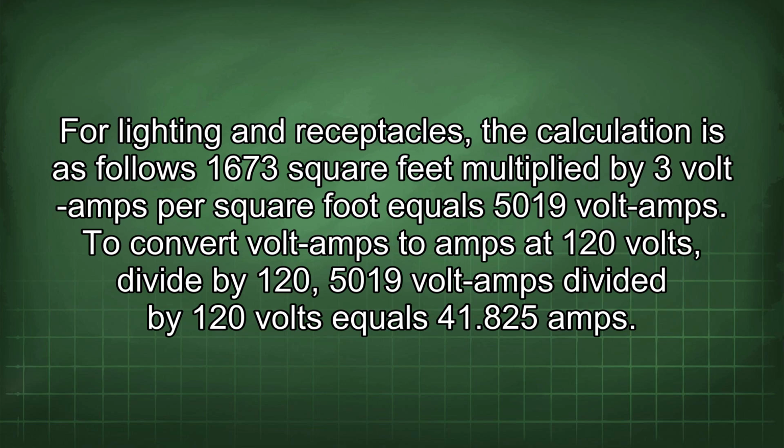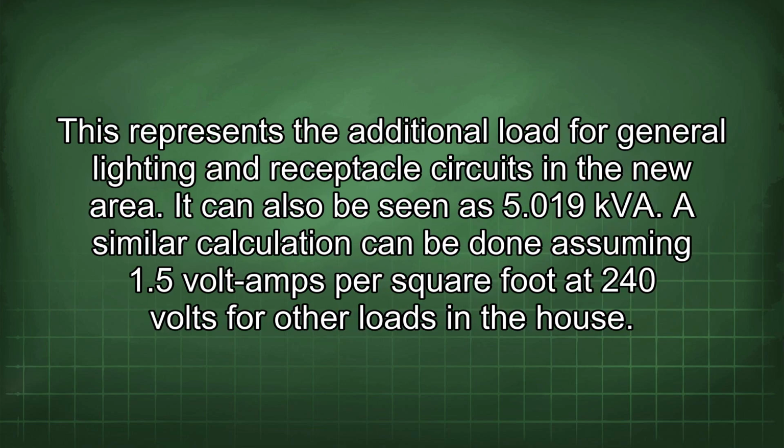5019 volt-amps divided by 120 volts equals 41.825 amps. This represents the additional load for general lighting and receptacle circuits in the new area. It can also be seen as 5.19 kVA.